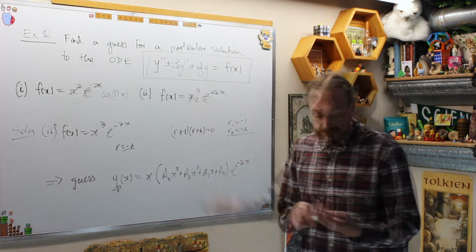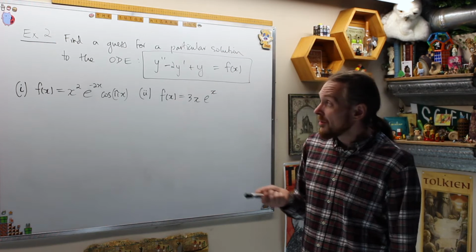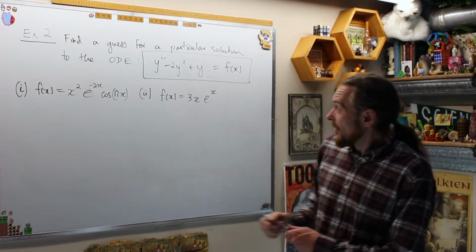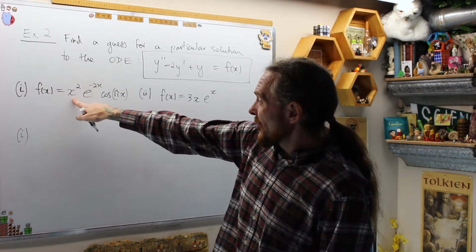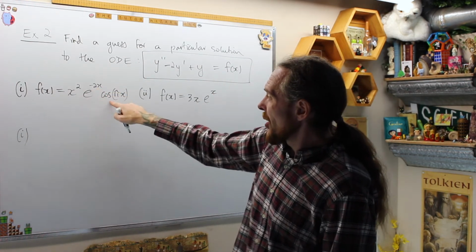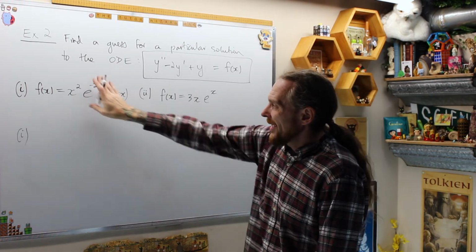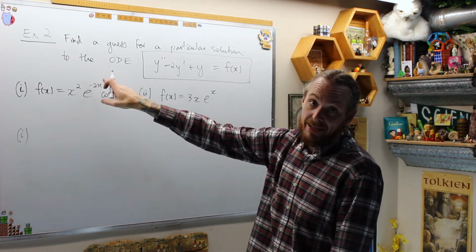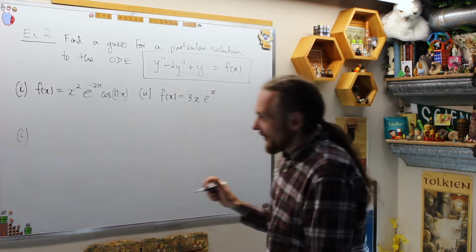Let's do another one. Example 2, we've got another equation. Find a guess for the particular solution of these non-homogeneous equations in each case. For the first one, what do we have? We have f of x is x squared e to the negative 2x cos pi x. Sometimes it's mean when they have no e in there and you have just x squared cos pi x, that's e to the 0x. So it has no real part in there, but I put it in there for you.